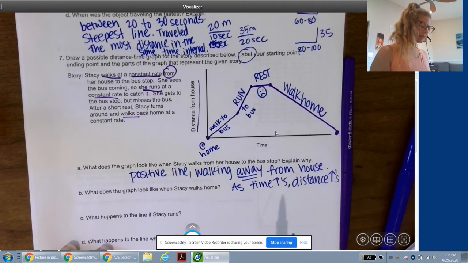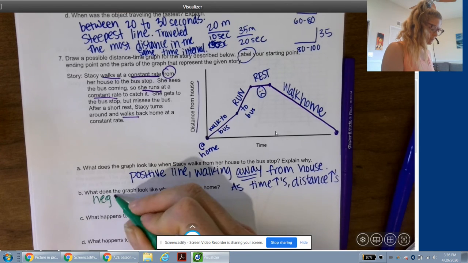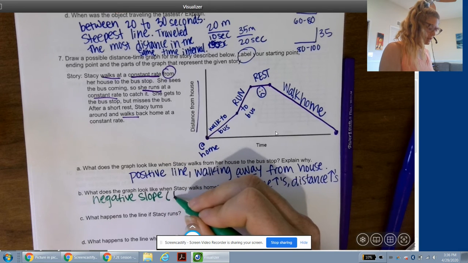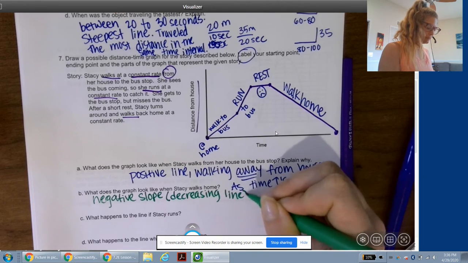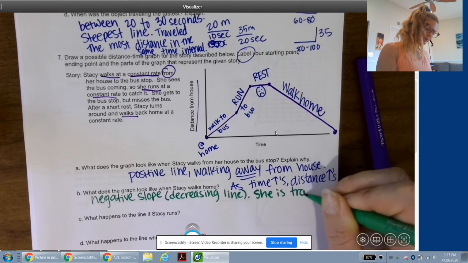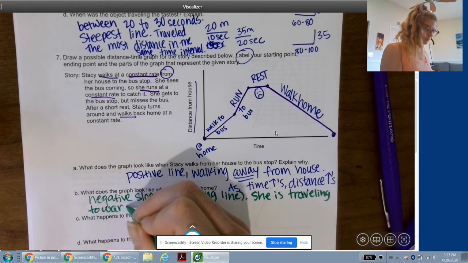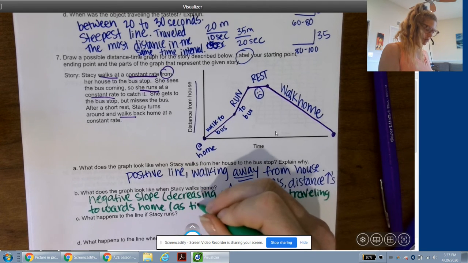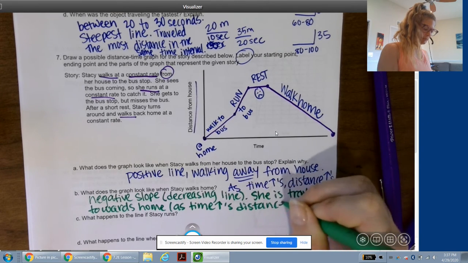Okay, the next one says, what does the graph look like when Stacy walks home? Negative slope. Decreasing line. She is traveling towards home. As time increases, distance from home decreases.